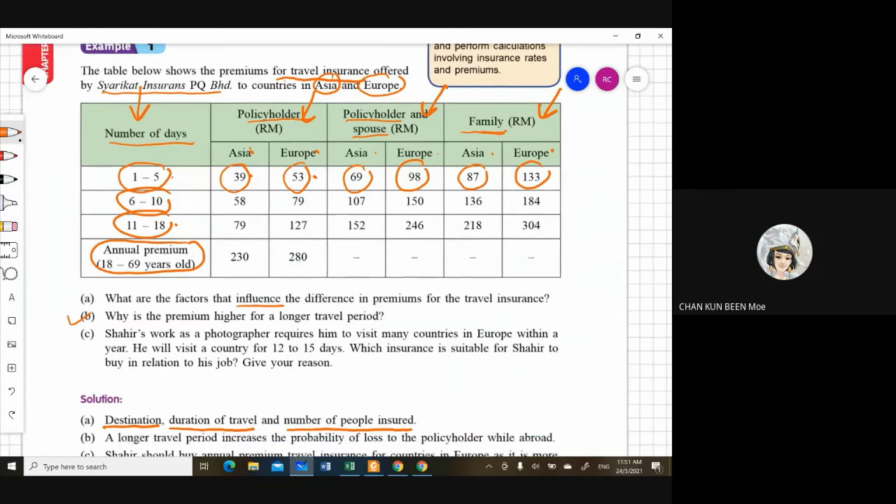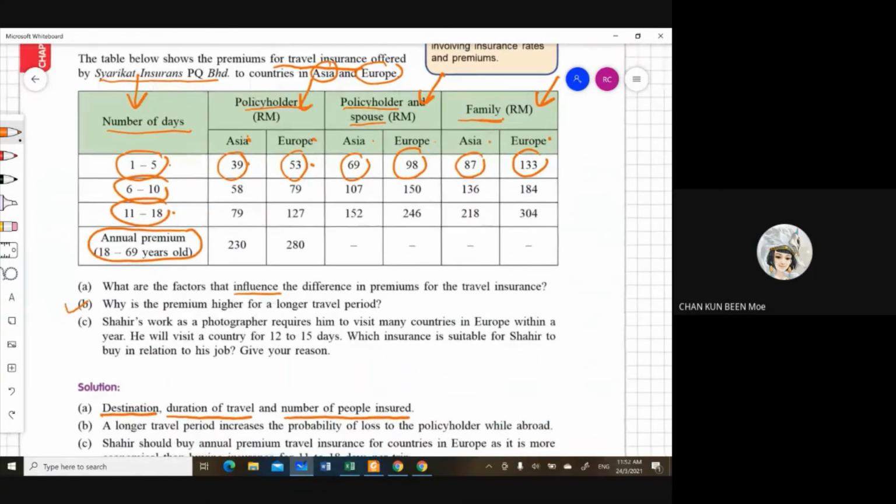Okay. Why is the premium higher for a longer travel period? The longer you stay over there, it increases the probability of loss to the policyholder. Because you are exposed to risk. For example, right now, we have the coronavirus, right? The longer you stay in a place with the high risk of coronavirus, the more possibility you will get infected. That is why the longer travel period increases the probability of loss to the policyholder.